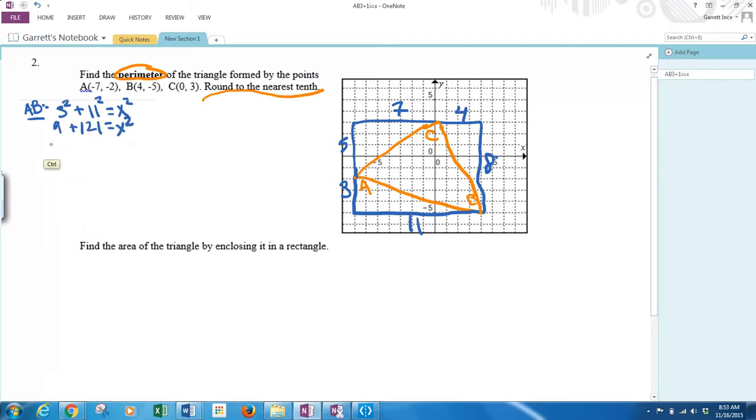Go ahead and simplify this. This is 130 equal to x squared. I'm going to square root both sides. And that means that x is approximately 11.4. Okay, moving on. Why don't we go ahead and do AC? AC, where are you? There you are.